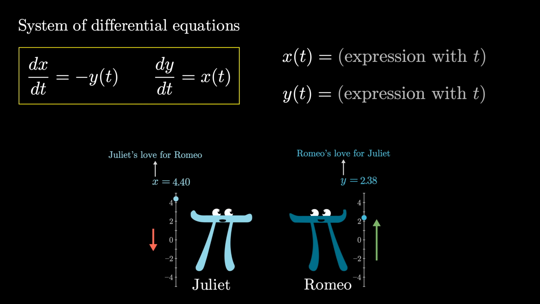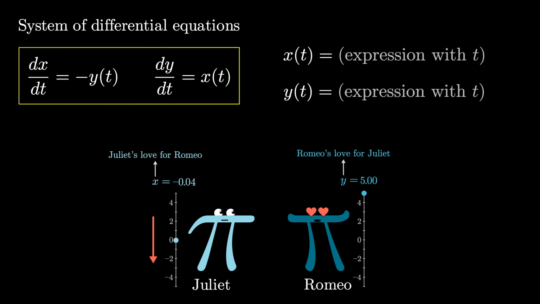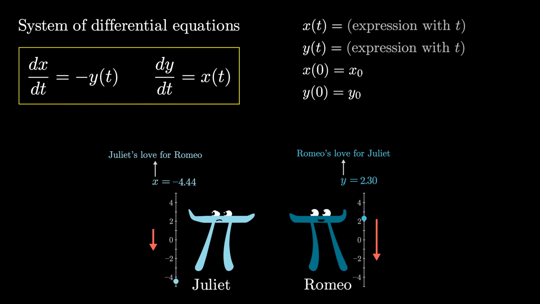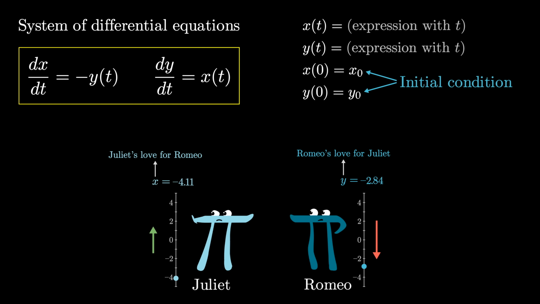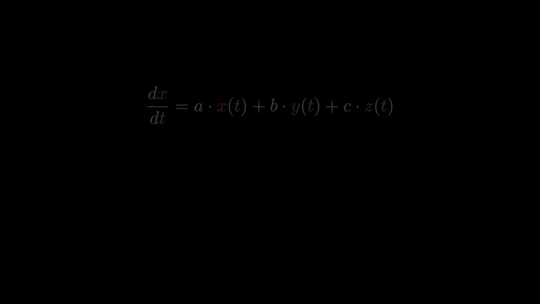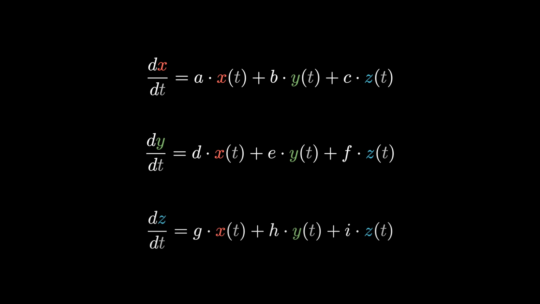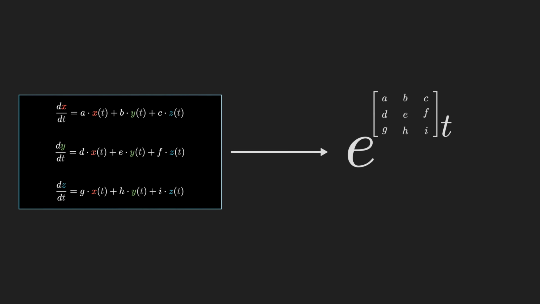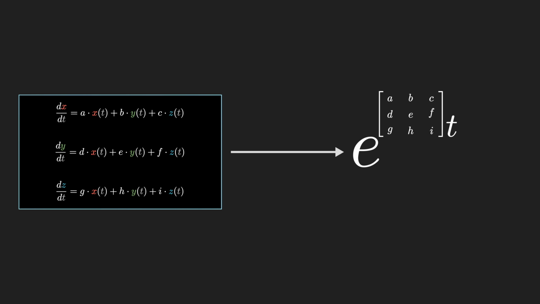If you want to actually predict where Romeo and Juliet end up after some starting point, you have to make sure that your functions match the initial set of conditions at time t equals 0. More to the point, our actual goal today is to systematically solve more general versions of this equation, without guessing and checking, and it's that question that leads us to matrix exponents.